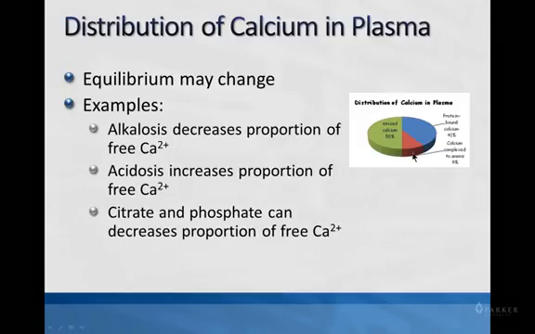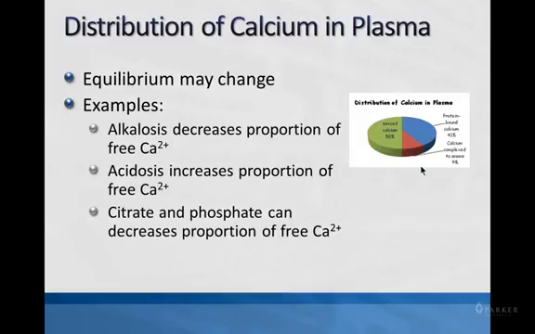This equilibrium can change. You can shift ionized calcium to be more bound or less bound to proteins or anions. So under certain conditions, your total body calcium may be perfectly fine, but the distribution may be altered. You may have signs and symptoms of hypocalcemia, but your total body calcium levels are not affected. It's because perhaps more of your ionized calcium is bound to the proteins or complexed to anions. So we're going to give you some examples.